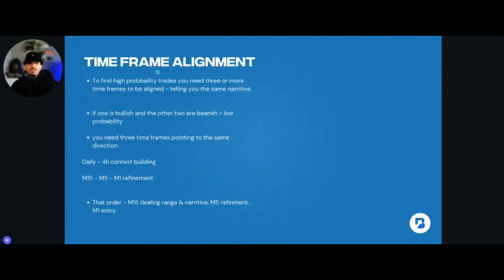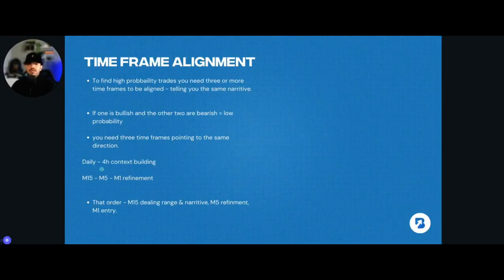Now we're going to go over time frame alignment. This is crucial. To find high probability trades, you need 3 or more time frames to be aligned together, pointing to the same narrative. If you're bullish, you want to see the 15-minute chart, the M5 and the M1 all pointing towards bullish scenarios. If one time frame is bullish and the other 2 are bearish, this equals a low probability trading condition. You need 3 time frames pointing in the same direction.